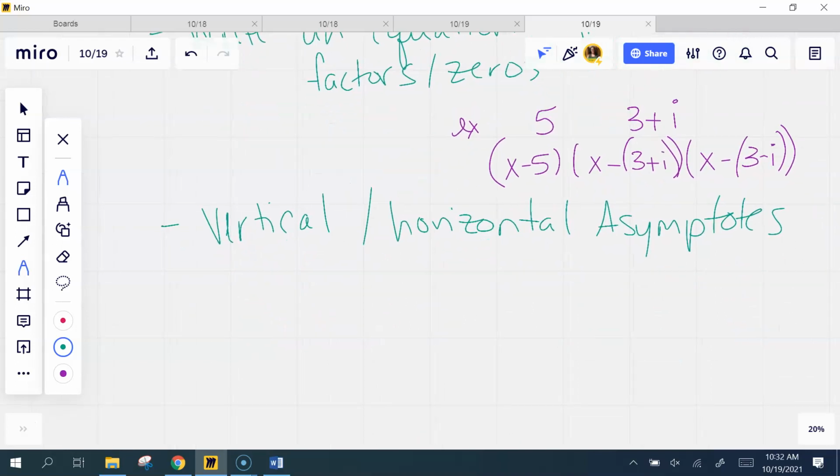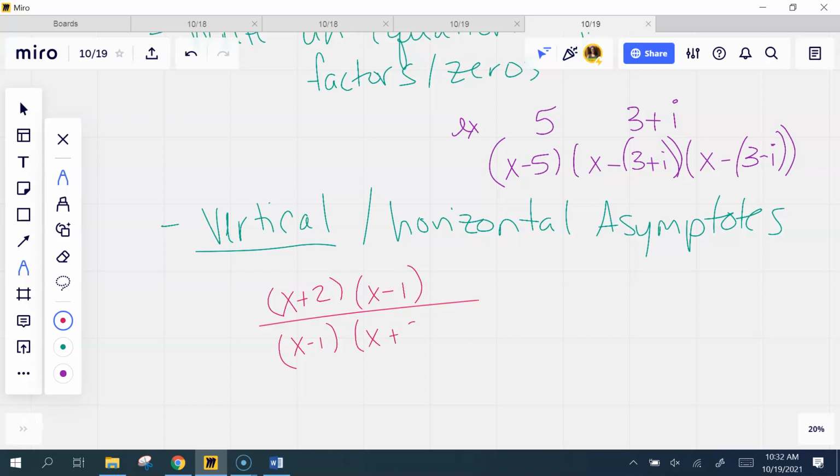So here, remember vertical asymptotes happen when the bottom is 0, as long as factors don't cancel out. When factors cancel out, what do you end up with? It's a hole. So if I have x plus 2, x minus 1 over x minus 1, x plus 3, this is my hole because it cancels. This is my vertical asymptote at -3.